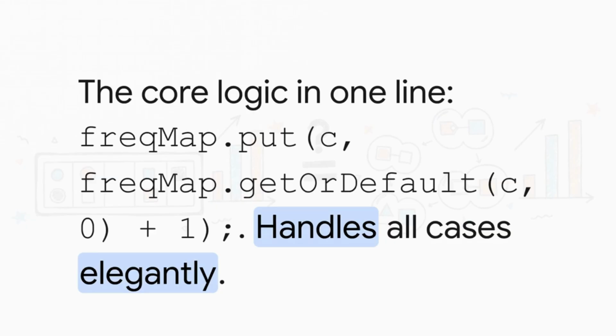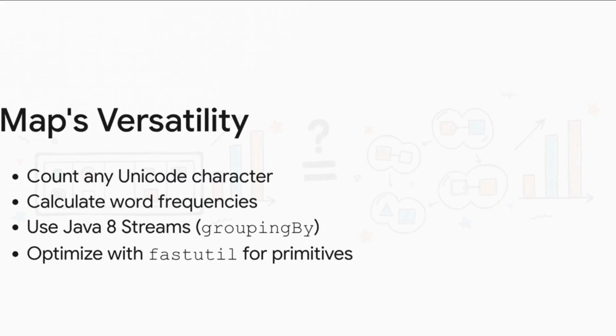It handles brand new characters and existing ones all in one beautiful, clean operation. And this is where the map just blows the doors off, right? Its power goes way beyond just single characters. You can use this exact same logic to count the frequency of entire words in a book. You can get fancy and use modern Java streams to do it in a more functional style.